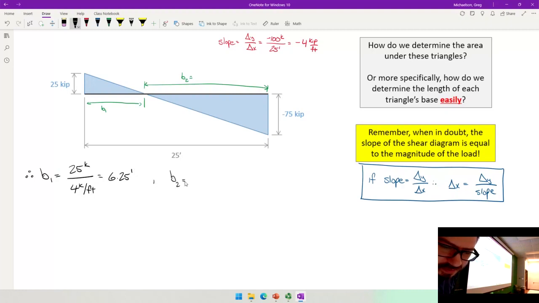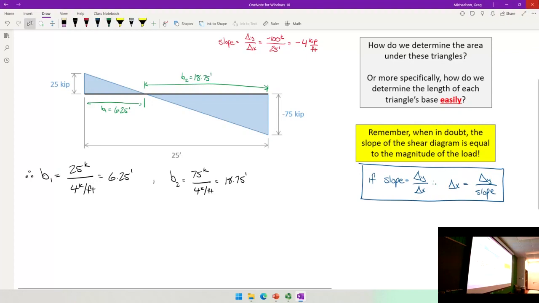B2. Let's see if I can do that one in my head. 37.5, 18.75. So I propose that this is 6.25 feet. This is 18.75 feet. And do those pass the smell test? Do those make sense? Well, if I take that and add that, what do I get? I get 25 feet. Okay?